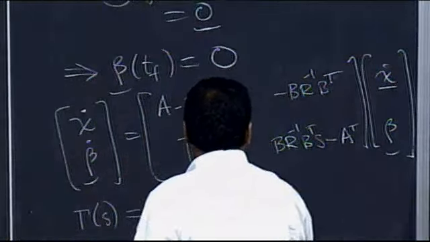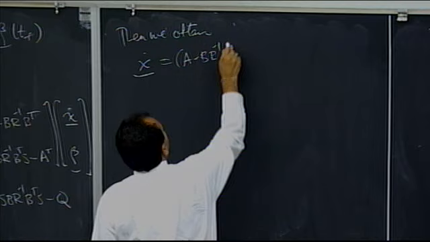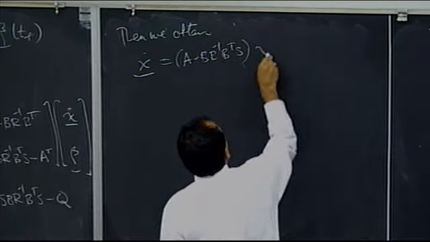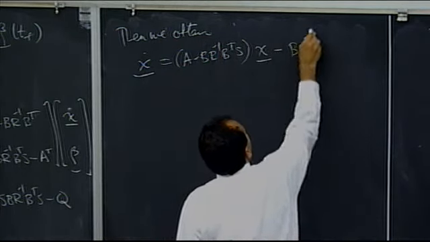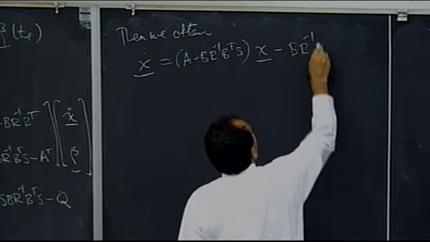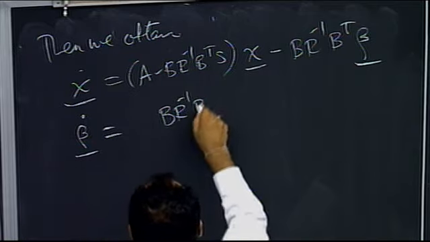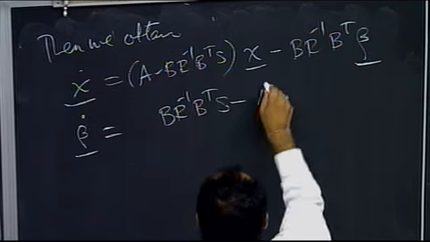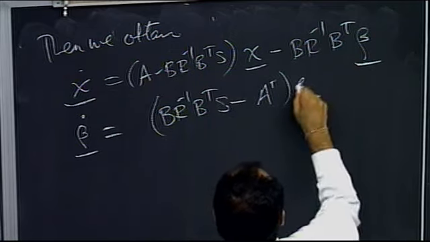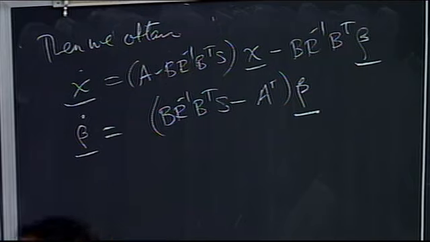We obtain x dot, I'm going to write it out separately now, is equal to A minus B R inverse B transpose S times x minus B R inverse B transpose times beta. And we also end up with beta dot is equal to B R inverse B transpose S minus A transpose times beta. Because I've set this equal to 0. So those are the two equations that come out.